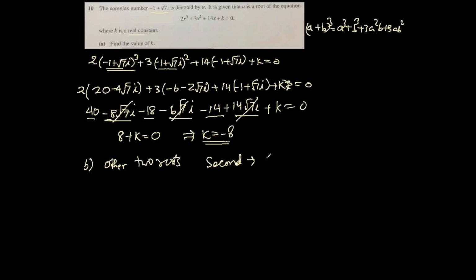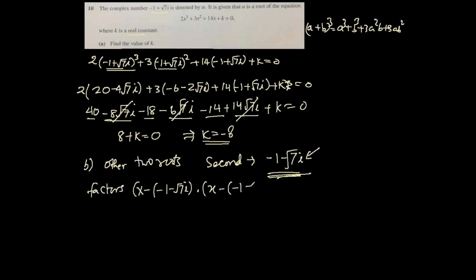The second root will be the conjugate of minus 1 plus square root 7i. It will be minus 1 minus square root 7i. That's the second already. The challenge is to find the third root. For the third root, we must convert these roots into factors first. So the factors, because of this conjugate, will be x minus (minus 1 minus square root 7i). And we already had one complex number u. For that, the factor will be x minus (minus 1 plus square root 7i). So these are the two factors already.